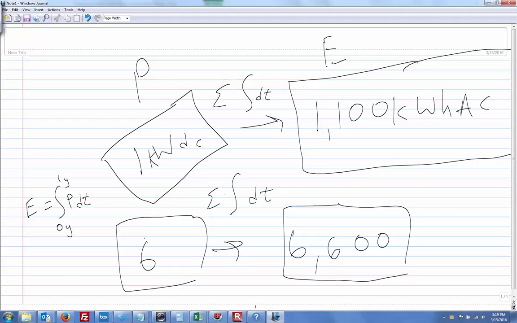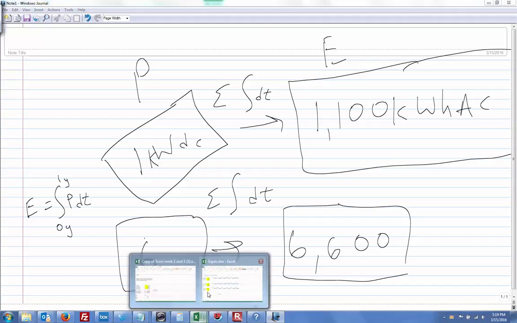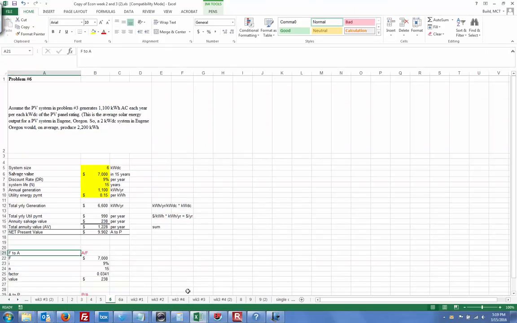Yeah, that wording kind of messed me up. Yep. This is average. So there he goes. So the system size is 6 kilowatts DC.